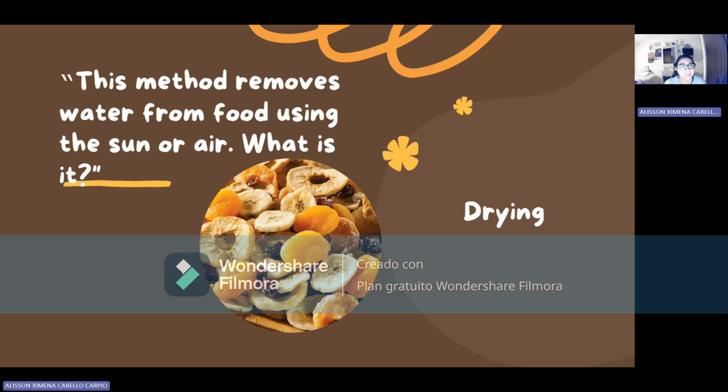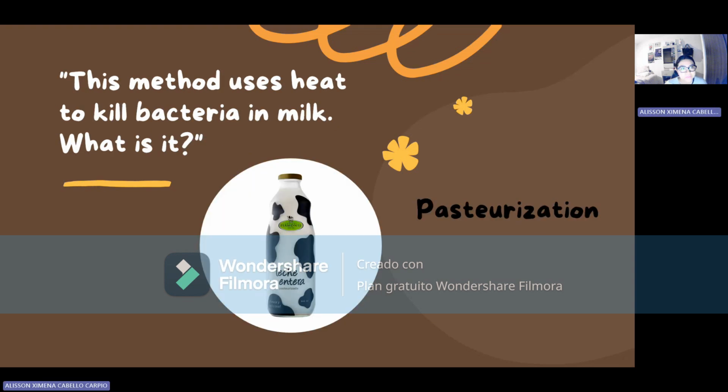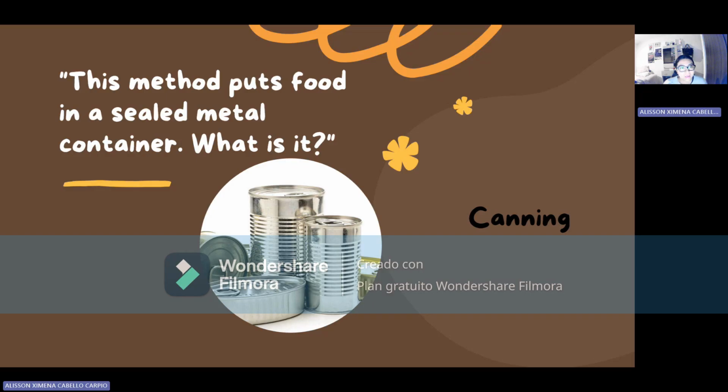This method removes water from food using the sun or air. What is it? Drying. This method uses heat to kill bacteria in milk. What is it? Pasteurization. This method puts food in a sealed metal container. What is it? Canning.